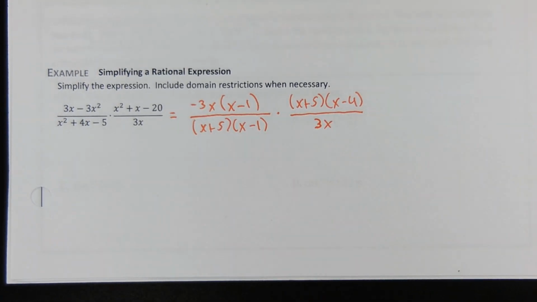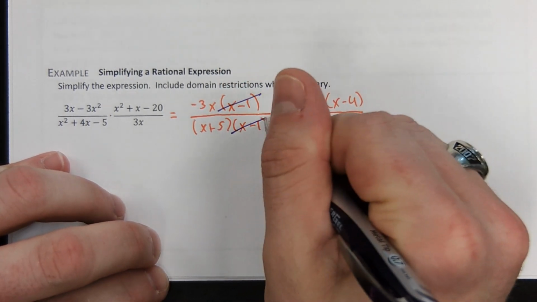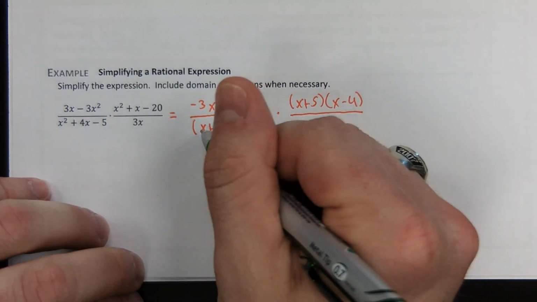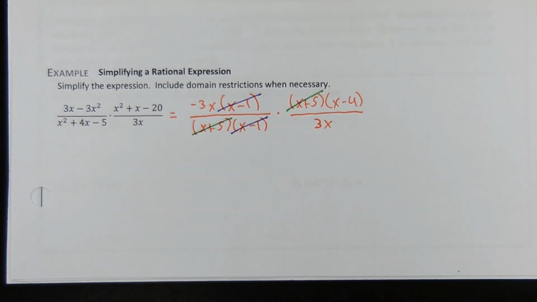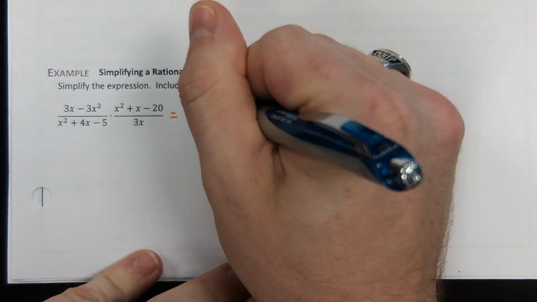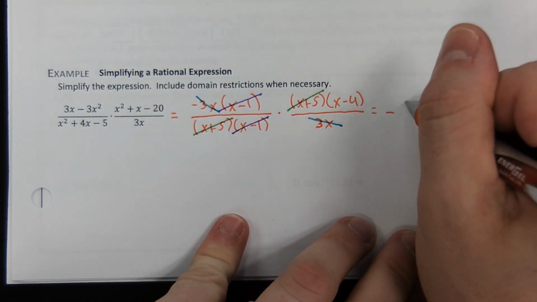Now let's start the canceling process. Hey, x minus 1 divided by x minus 1 cancels. Okay, I'm going to have to mention x can't be 1. And, oh, the x plus 5s cancel. I'm going to have to mention that x can't be negative 5. And, hey, look at that. 3x cancels 3x. Now the negative sign sticks around, but 3x over 3x is 1. There's nothing left on the bottom. All we have is a negative sign and an x minus 4.